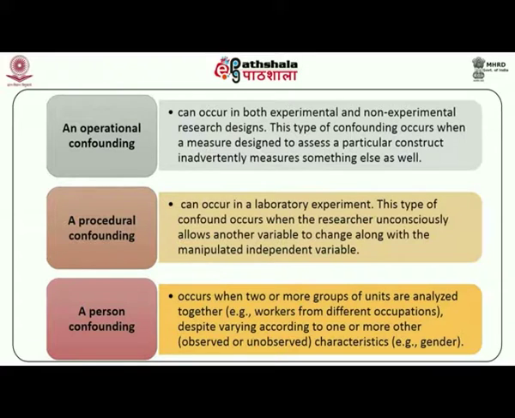A procedural confounding is when, in a laboratory experiment, the researcher unconsciously allows another variable to change along with the manipulated independent variable. A person confounding occurs when two or more groups of units are analyzed together. Example, workers from different occupations, despite varying according to one or more other observed or unobserved characteristics. Example, gender.